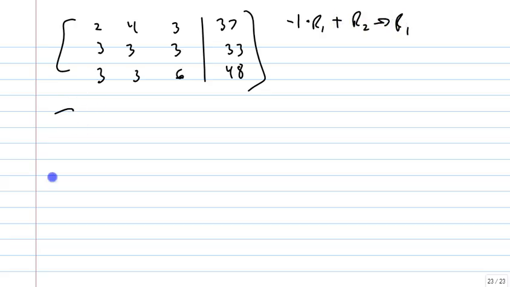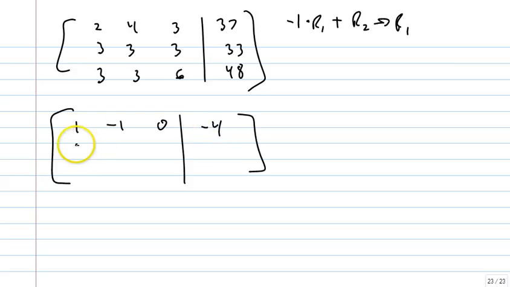Okay, so what would you get on the top then? So then you get -2 plus 3, which is 1. That was the point, to make it 1. And then -4 plus 3, which is -1. And then -3 plus 3 is 0. And then -1 times 37, -37, and then 4 will be left over, -4. Okay, and then everything else is the same.